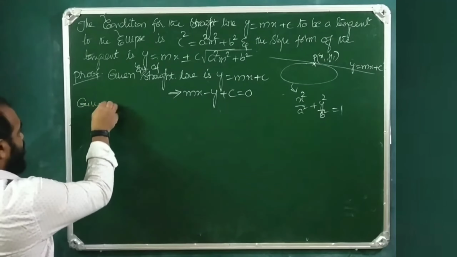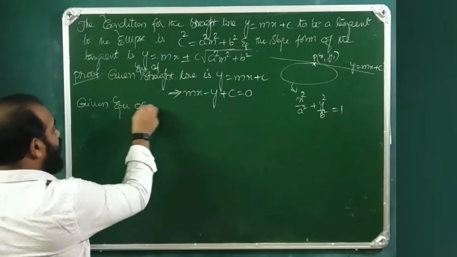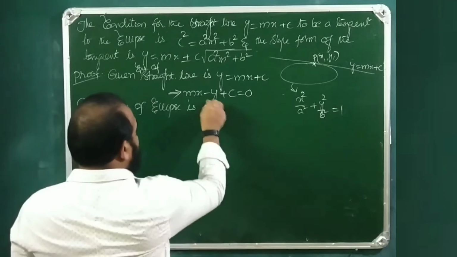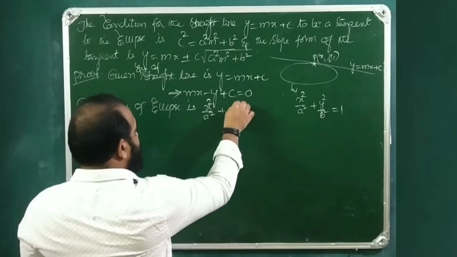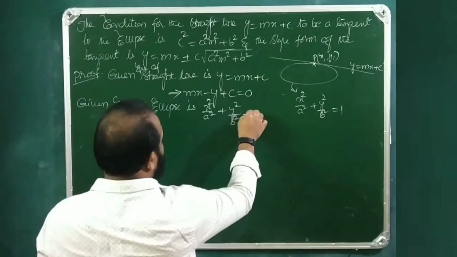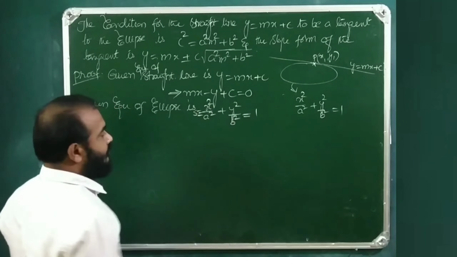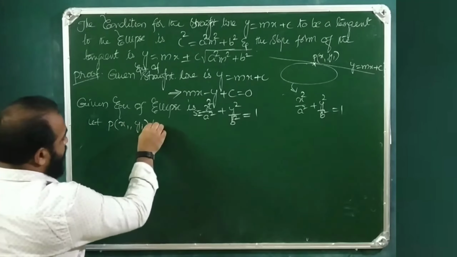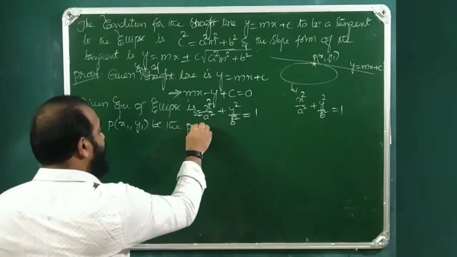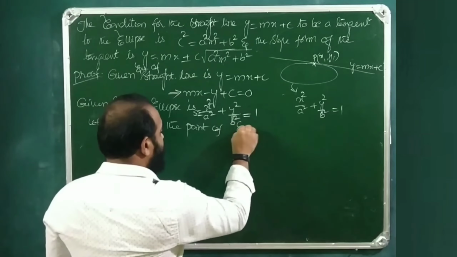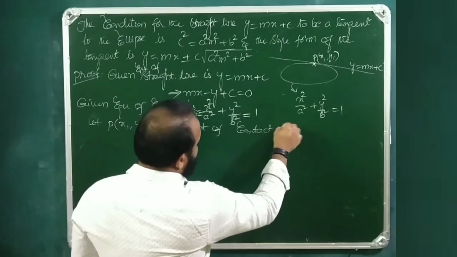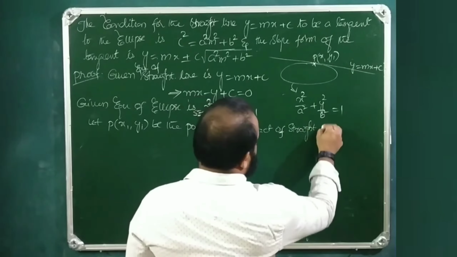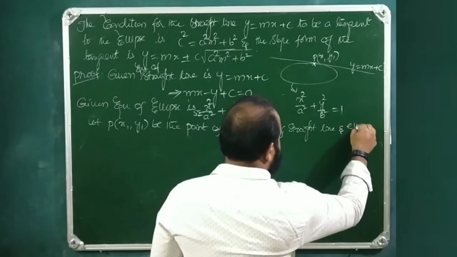Given the equation of the ellipse x square by a square plus y square by b square is equal to 1, S. Let P(x1, y1) be the point of contact of the straight line and the ellipse.